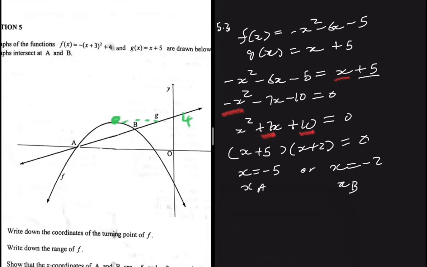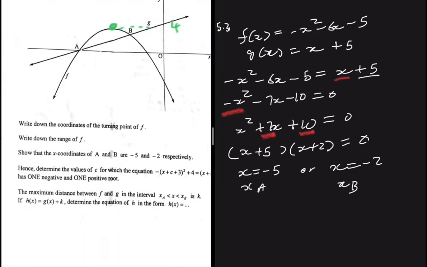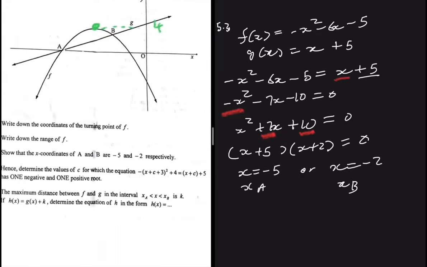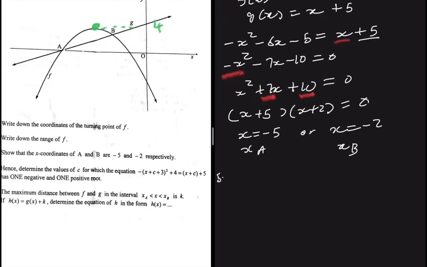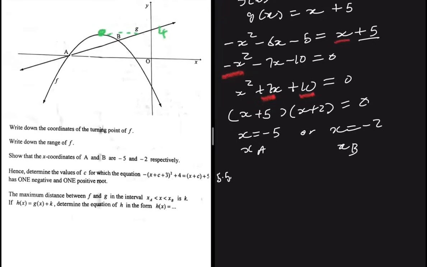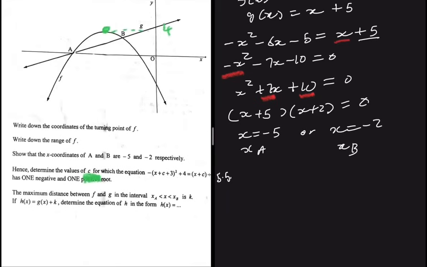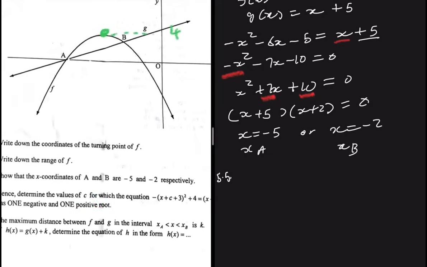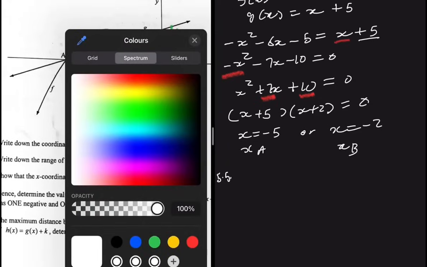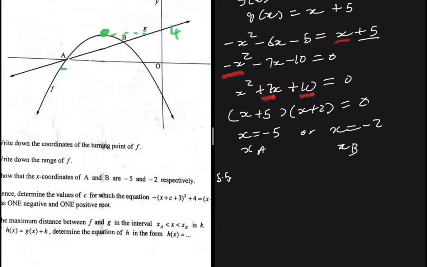It's quite straightforward. There isn't really anything complicated in this one, unlike 5.4 and 5.5. So let's look at 5.5. So 5.5 is saying that hence determine the values of c for which minus x plus c plus 3 squared plus 4 is equal to x plus c plus 5 has one negative and one positive root. At this point, our roots are at minus 5 and minus 2, right? That's where our roots are at the moment, based on 5.4.